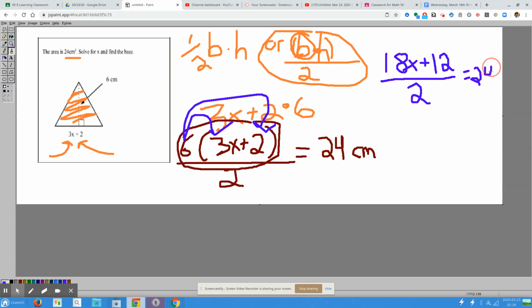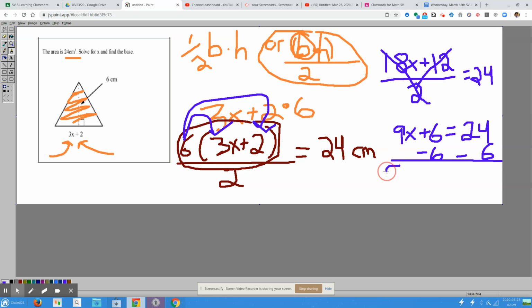Okay, well, let's now divide it by 2. 18x divided by 2 is 9x. 12 divided by 2 is 6. 9x plus 6 is now equal to 24. So we still have our equation. We're going to try to solve for x. We're going to balance now, minus 6 on each side to cancel out the constant on the left side of the equation and to leave the left side only with a coefficient. 9x is now equal to 18.